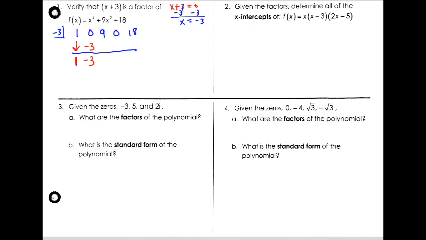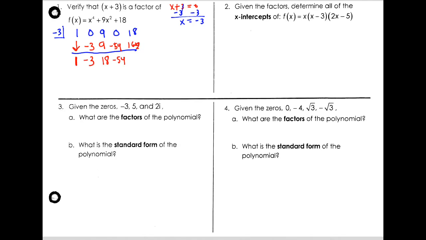9 plus 9 is 18. -3 times 18 is -54. Combine the 0 and the -54, and you'll have -54. And then, what is that? -3 times -54 is 160.